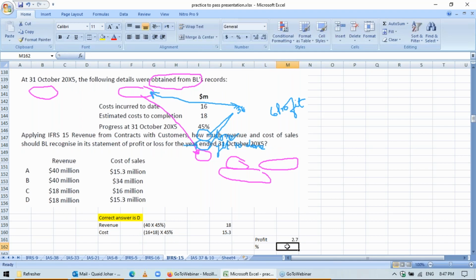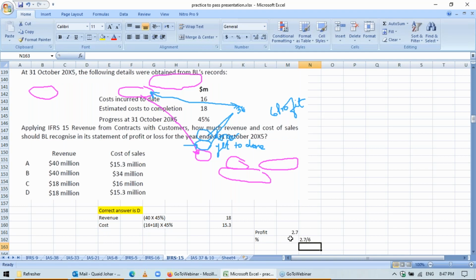Now you can divide and check the percentage. The percentage is 2.7 divided by the 6 million profit. This should give you 45%. So revenue and cost are both 45% and the profit is also 45%, right? So that's the correct answer. So okay, students, let's move on to the next question.